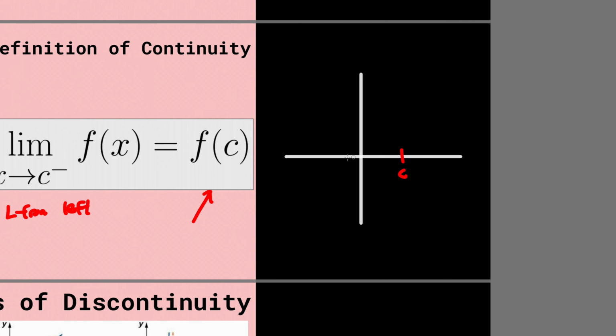So let's just say this is C right here. Did something like this. If you notice, the limit from one side is equal to the limit from the other, and then it's also defined exactly at C. Therefore, you would say that it's continuous at C. Now, if you broke any of those, so if you make it where one of those is not true, then it's just not continuous anymore.